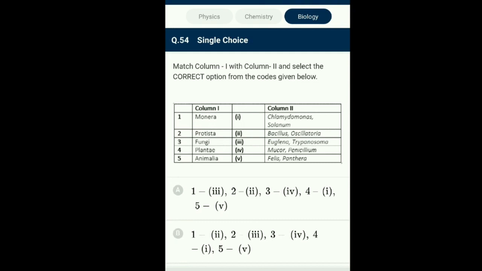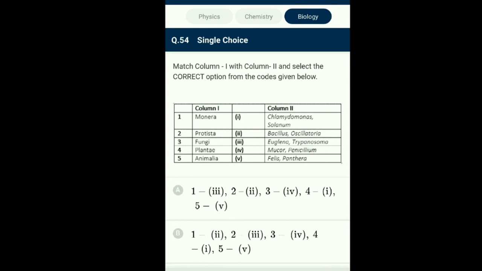Match column 1 with column 2. Select the correct option from the codes given below. First one is Monera, which includes all the prokaryotic celled organisms. Prokaryotes are organisms whose cells lack a well-defined nucleus. All the bacterial groups are included in kingdom Monera, since bacteria have a prokaryotic cell structure. Cyanobacteria are a group of free-living photosynthetic bacteria that perform oxygenic photosynthesis, and are included in the kingdom Monera. Bacillus is a genus of rod-shaped bacteria under Monera. Oscillatoria is a group of cyanobacteria which reproduces by fragmentation.